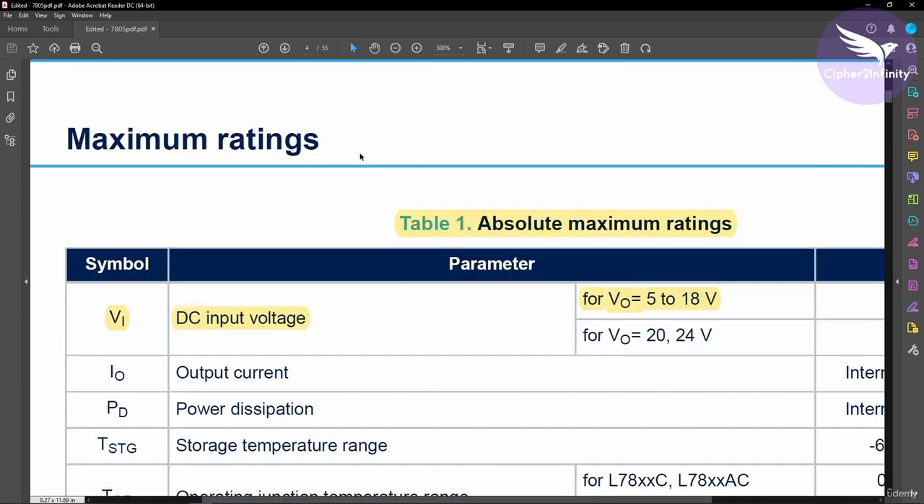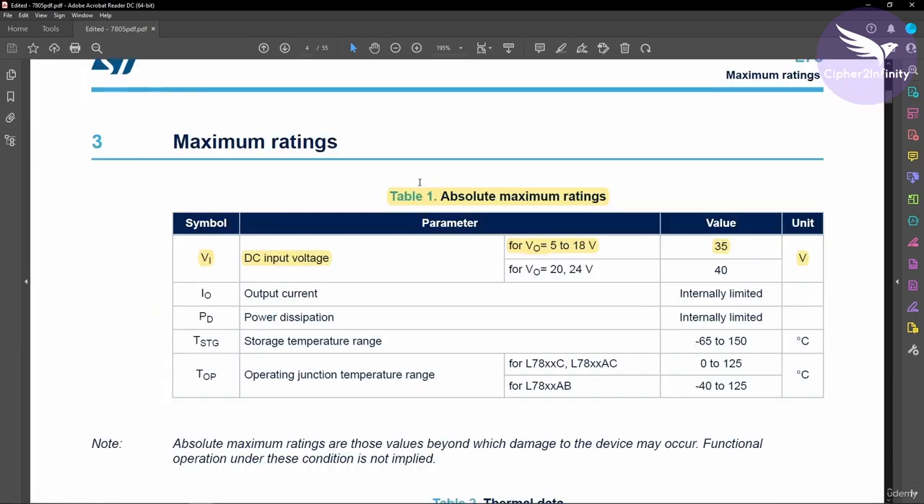This is the maximum rating section, and this table is very important. In every datasheet, no matter which IC's datasheet you are referring to, you will find this section called the absolute maximum rating section. Whatever rating you find in this section, you should never exceed it. If you exceed that rating, you are going to damage that IC. So for the input pin of this IC, you can see the DC input voltage.